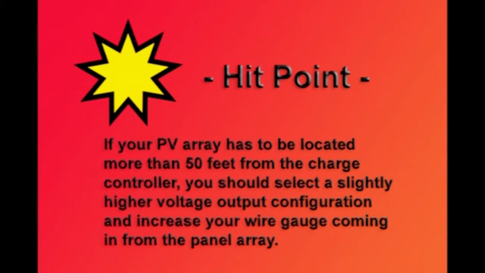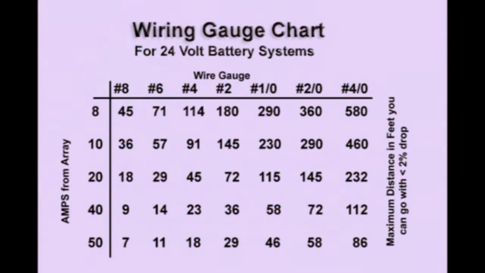Remember, if your PV array has to be located more than 50 feet from the charge controller, you should select a slightly higher voltage output configuration and increase your wire gauge coming in from the panel array. The chart in your controller manual will give you the appropriate wire gauge. Here is what a typical wire gauge chart might look like.